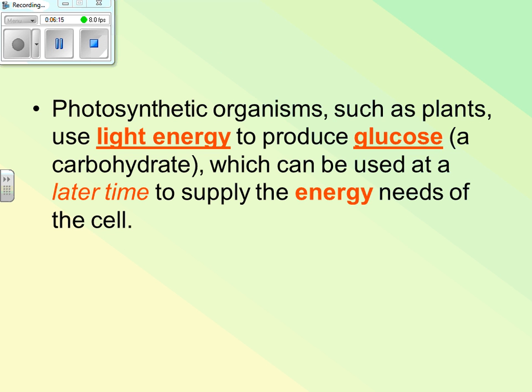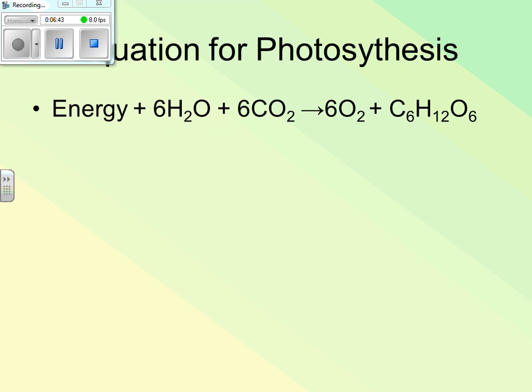Photosynthetic organisms like plants use this light energy to produce glucose, which can be used at a later time to supply energy needs of the cell. This is another way of saying it. I've given you 3 different ways to describe photosynthesis, and I think it's important to note they all say the same thing, but it's important to have these different ways of saying it because on the SOL, there is not one particular way you can describe photosynthesis.